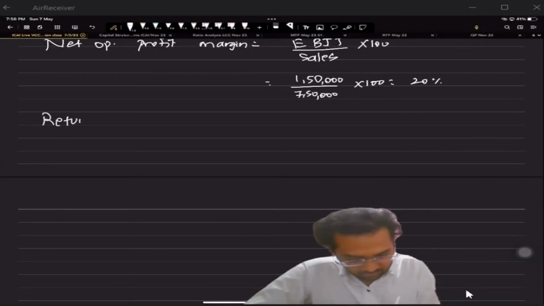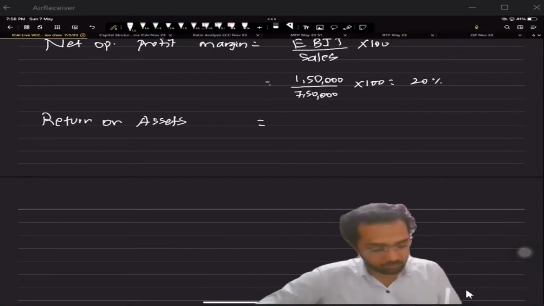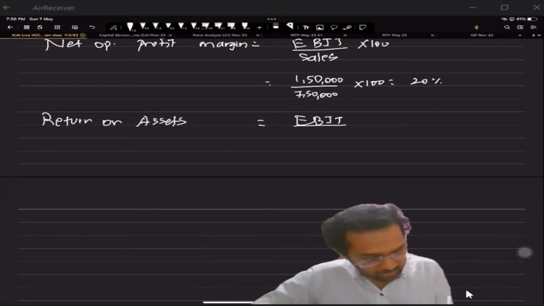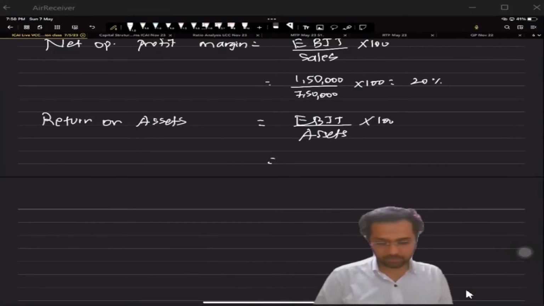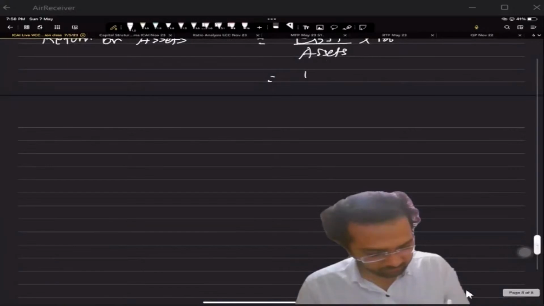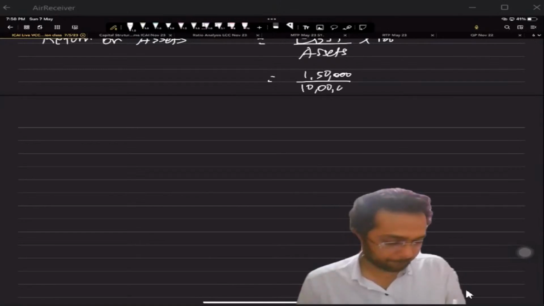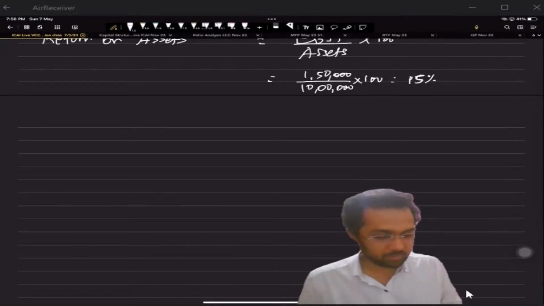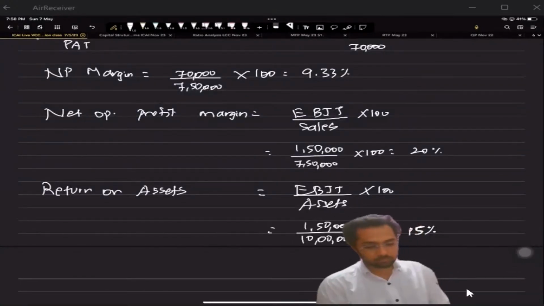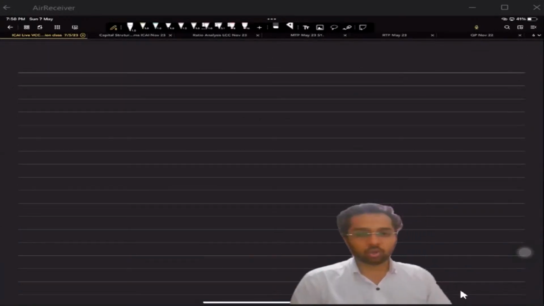Then we have return on assets. You can say EBIT is something that is generated on the assets. So EBIT upon assets into 100. EBIT is 1,50,000 divided by 10 lakh. You have return on assets to be 15%. Right? Then the next ratio that the question has asked is return on equity.